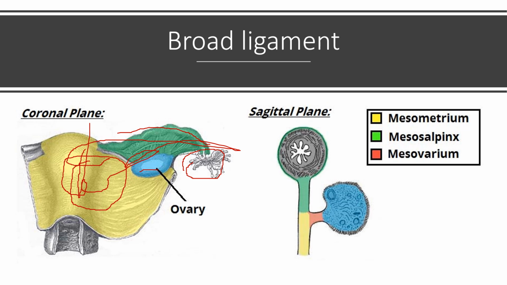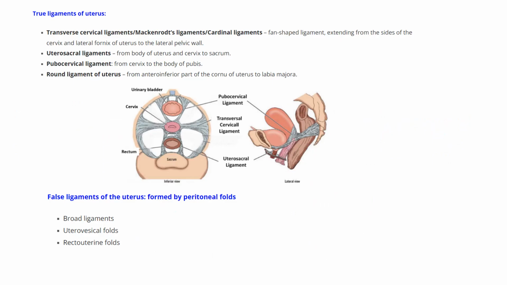This is the mesometrium. This is the mesosalpinx, right? And in this diagram we can't see the mesovarium because the plane is wrong. The plane is the coronal plane. We can see the mesovarium in the sagittal plane. So this is the mesovarium. Now there are two types of ligaments of the uterus: true ligament and false ligament.